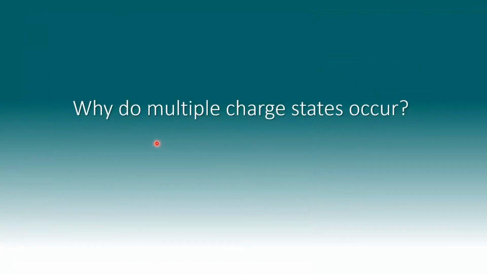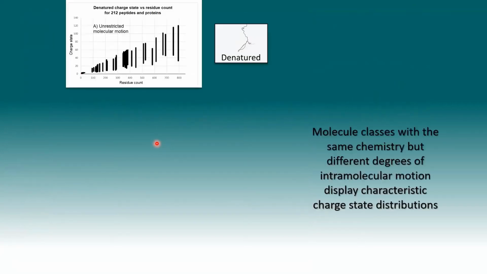So why do we see multiple charge states? We always see multiple charge states for proteins, regardless of whether they are native or whether they are denatured. So why does this happen? We can answer this question by comparing different classes of protein.